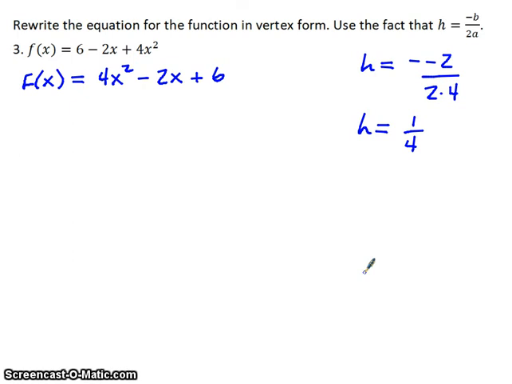So we have the h value of the vertex, or we have the x value of the vertex. If we have the x value of the vertex, how do we find the y value of the vertex? If you have the x value, you plug in the x to find the y, right? So I'm going to plug in 1/4 here. So I have 1/4 going in the x spot, because that's the x value of the vertex, and so I want to find the y value of the vertex.